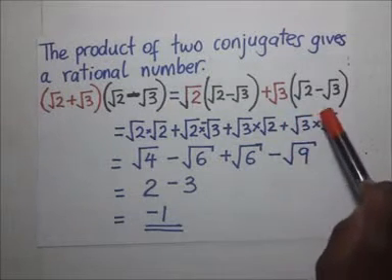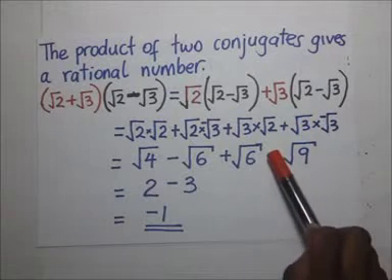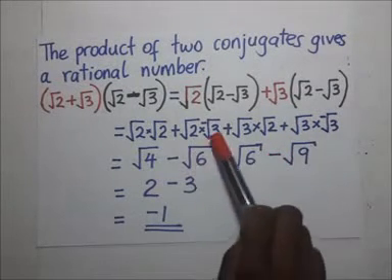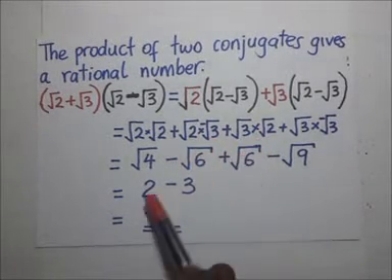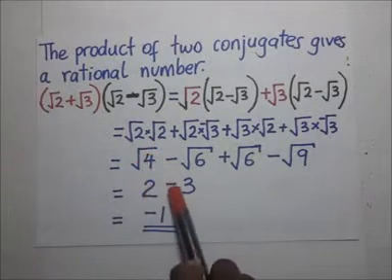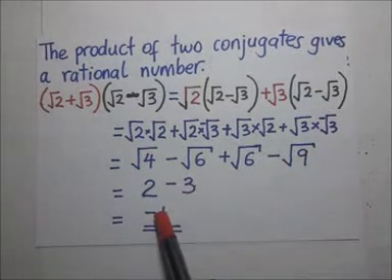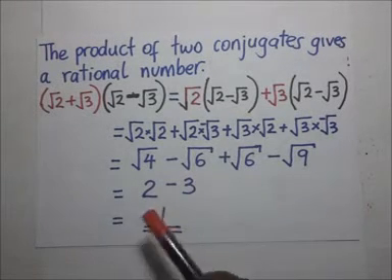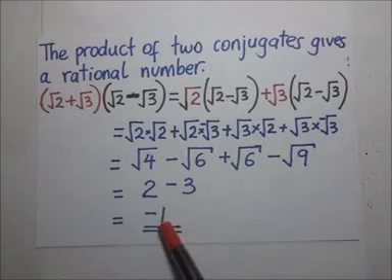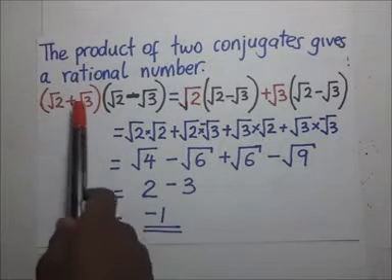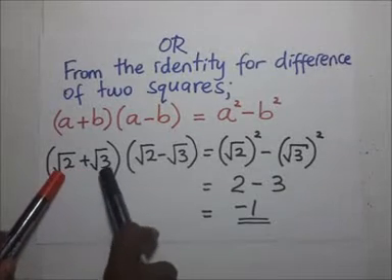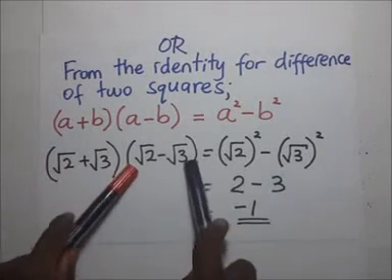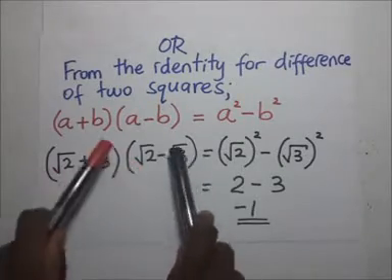Then minus root of 9, because positive root 3 times negative root 3 gives a negative, so negative root of 9. And of course negative root 6 plus root 6 gives 0, so these cancel out. You remain with root of 4, which is 2, minus root of 9, which is 3. You end up with your answer being negative 1. Negative 1 is a rational number, so this means you have rationalized this surd. From our previous example, you realize that multiplying a surd by its conjugate gives us what we call a product of two squares.